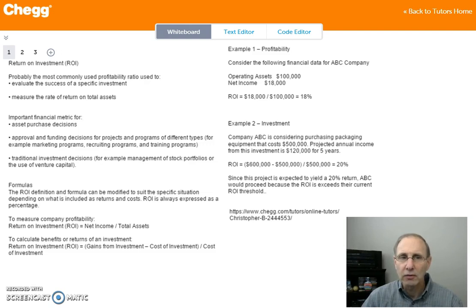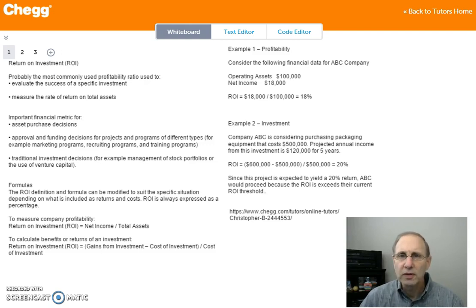One, it can be looked at for asset purchase decisions, or it can be used to make decisions on approval and funding for projects and programs of a variety of types. For example, it could relate to a marketing or advertising campaign, or a company's recruiting initiative, or a training program. It also can be used to make traditional investment decisions. For example, managing a stock portfolio or the use of venture capital funds.